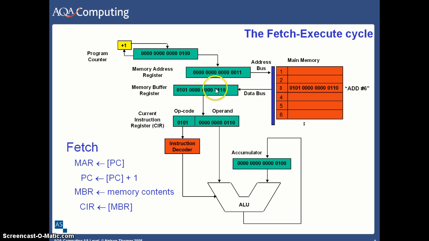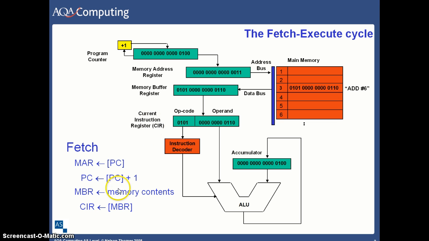The contents of the memory buffer register are then transferred to the current instruction register, and the current instruction register breaks down the instruction into an opcode and an operand. The opcode in this example is add. Remember, other opcodes might be load, store, add, sub for subtract. Other ones we've seen: LDA, STA, imp, out. The operand is what we perform the operation on.